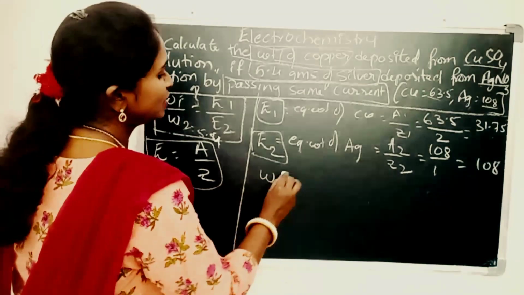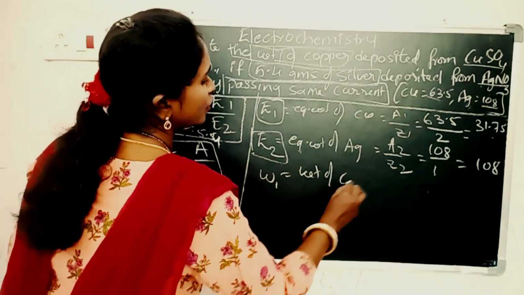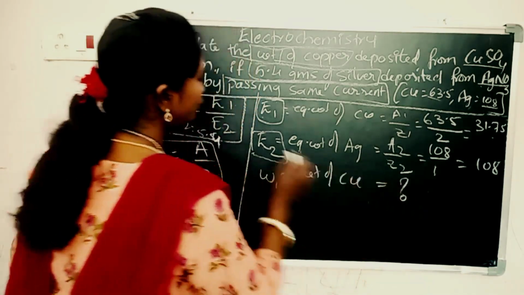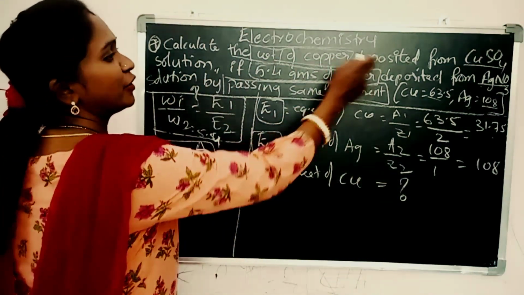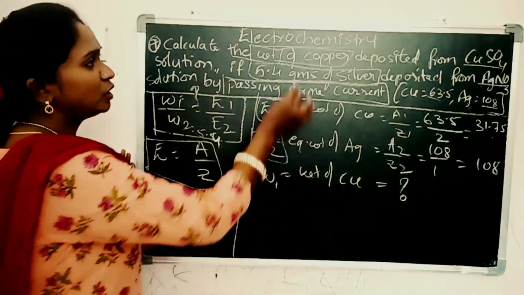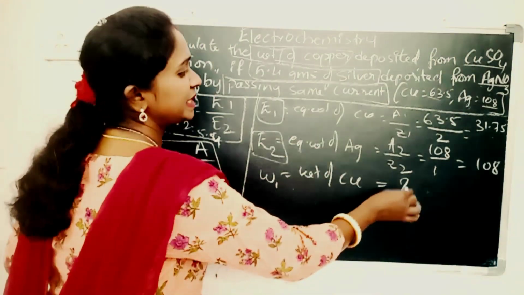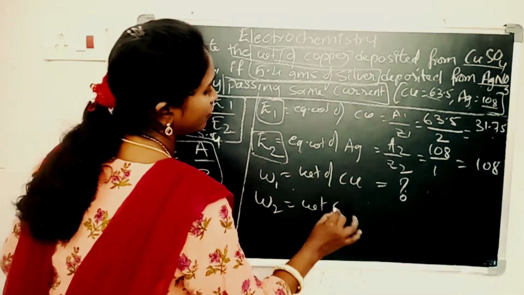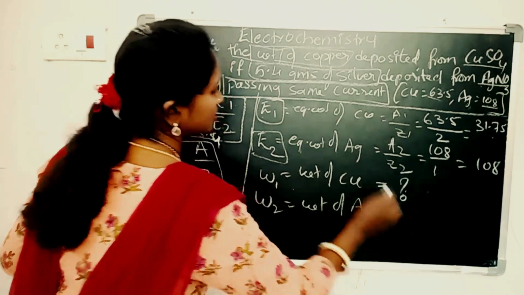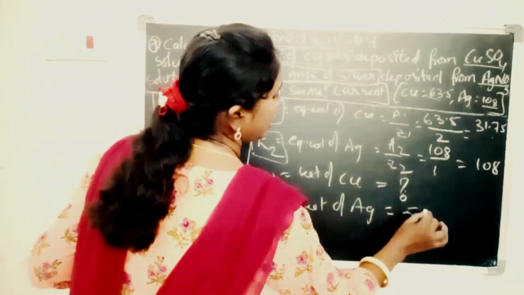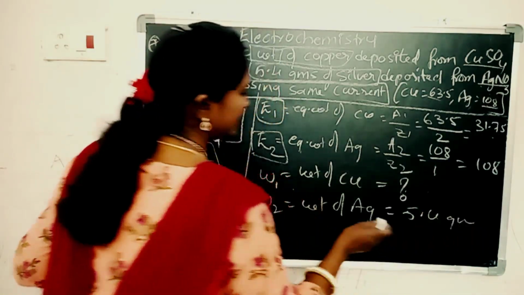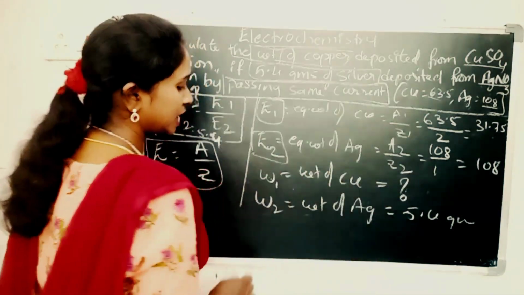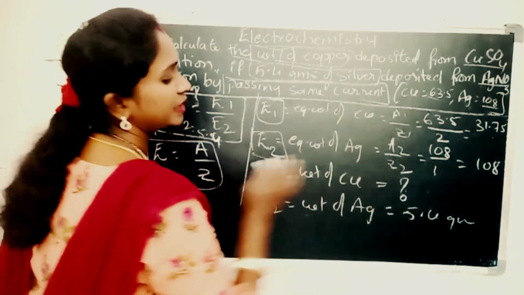Next, W1 is the weight of copper deposited, so that is a question mark. We don't know the weight of copper, that we have to calculate here. Here they have not given the weight of copper, so we have to calculate it. Next, W2 is the weight of silver deposited: 5.4 grams of silver deposited. The W1 value we have to calculate, and W2 is already given.